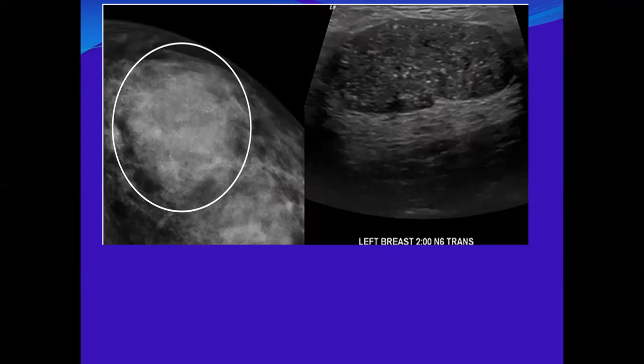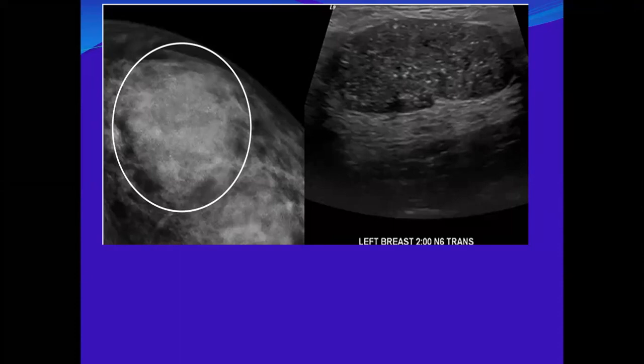We said 4B if asymmetry. No, we are talking about the mass. We said spiculated is BI-RADS 5, but indistinct and microlobulated are BI-RADS 4, 4B. Microlobulated is less suspicious than indistinct. Indistinct has a 44% positive predictive value. So still it is BI-RADS 4B.